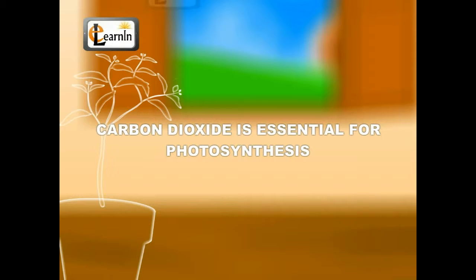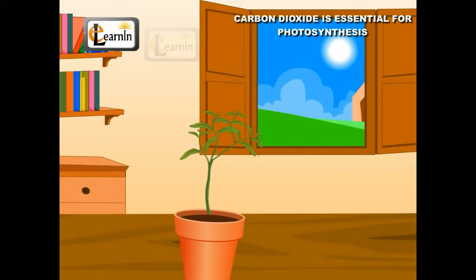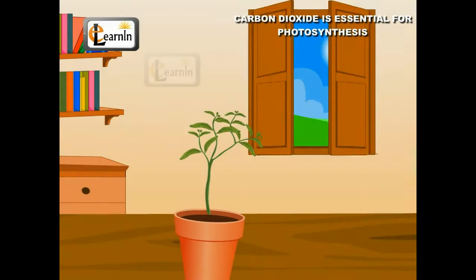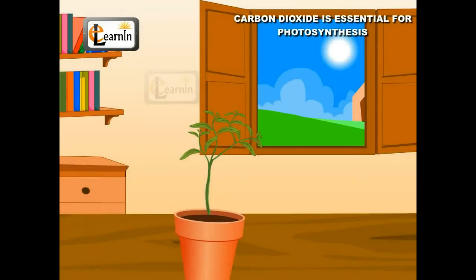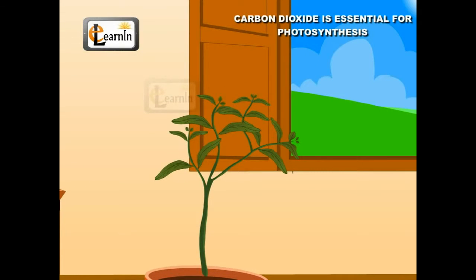Carbon dioxide is essential for photosynthesis. Here is a small activity that will demonstrate that carbon dioxide is essential for the process of photosynthesis. Select a potted, healthy plant with long and narrow leaves. Keep it in the dark for 2 or 3 days. This will ensure that the leaves are free from starch.